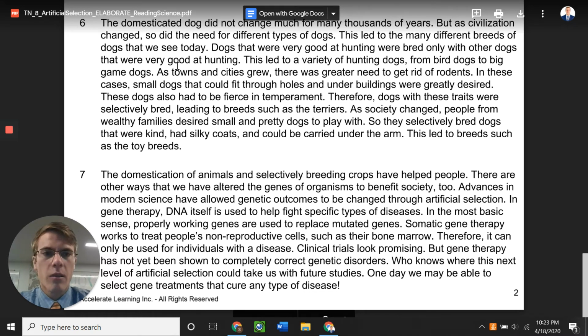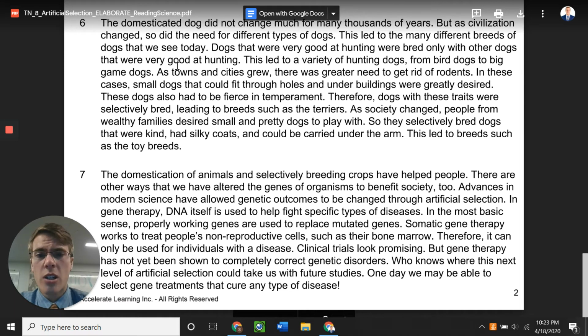Dogs that were good at hunting were bred only with other dogs that were very good at hunting. This led to a variety of hunting dogs, from bird dogs to big game dogs. As towns and cities grew, there was a greater need to get rid of rodents or mice, things like that. In these cases, many small dogs that could fit through holes and under buildings were greatly desired. These dogs also had to be fierce in temperament. Therefore, dogs with these traits were selectively bred, leading to breeds such as terriers.